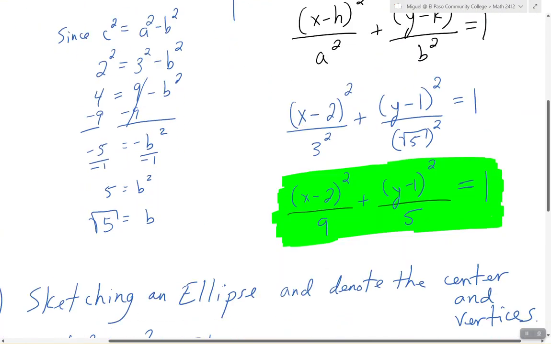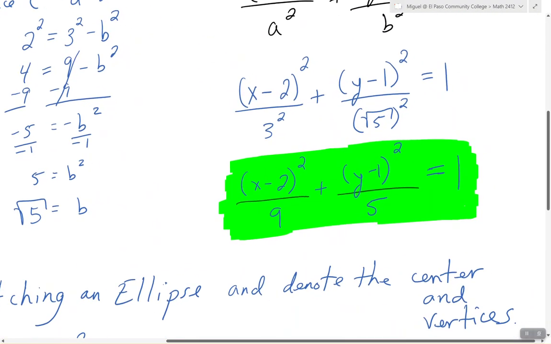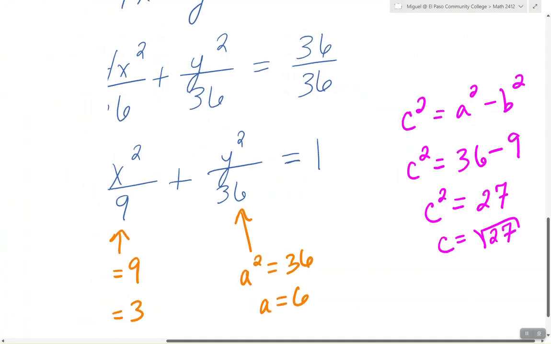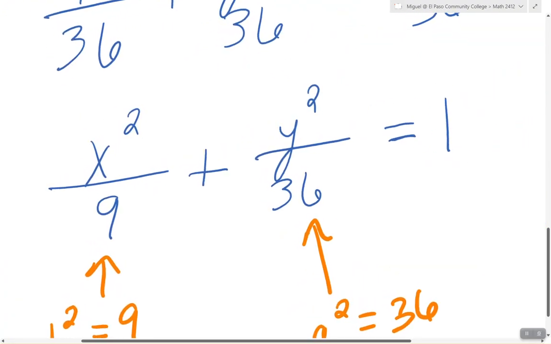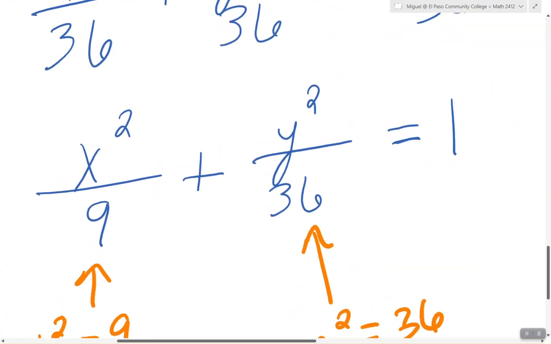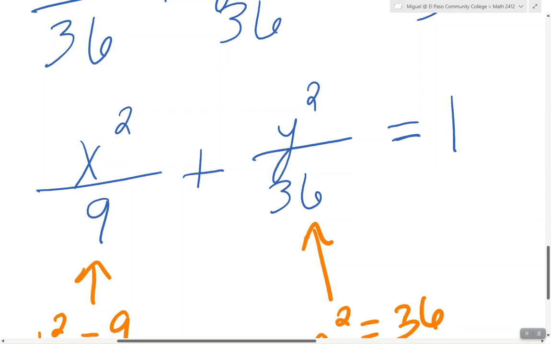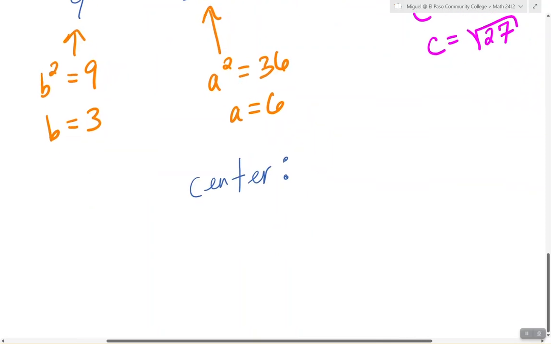So up here, the center was 2, 1, right? And we can see it here in the standard form. Minus 2, minus 1, this was minus H. H is 2, minus K, K is 1. So center is at 2, 1. But if you notice for this one that we're trying to graph, the x squared and y squared are by themselves. So technically it's like x minus 0 squared and y minus 0 squared. So therefore the center is at the origin.